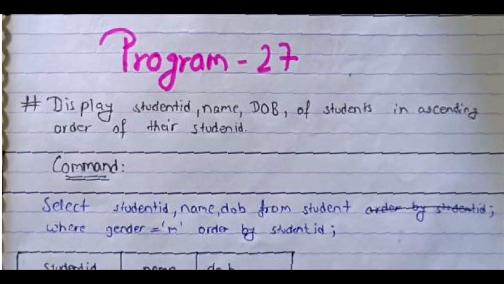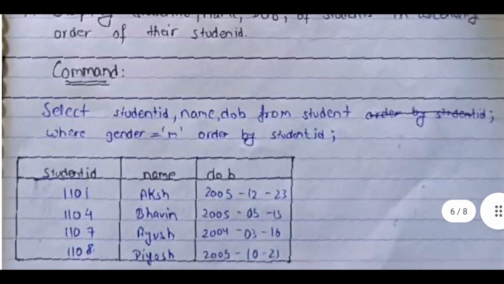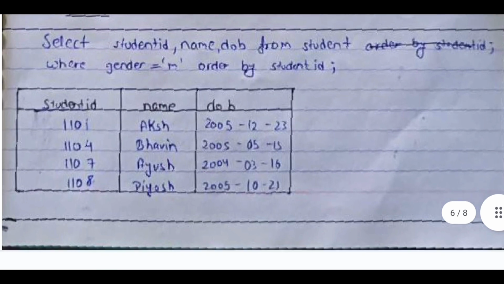Program 27. Display student ID, name, DOB of student in ascending order of their student ID. Select student ID, name, DOB from student where gender M, order by student ID. So this output will be generated.